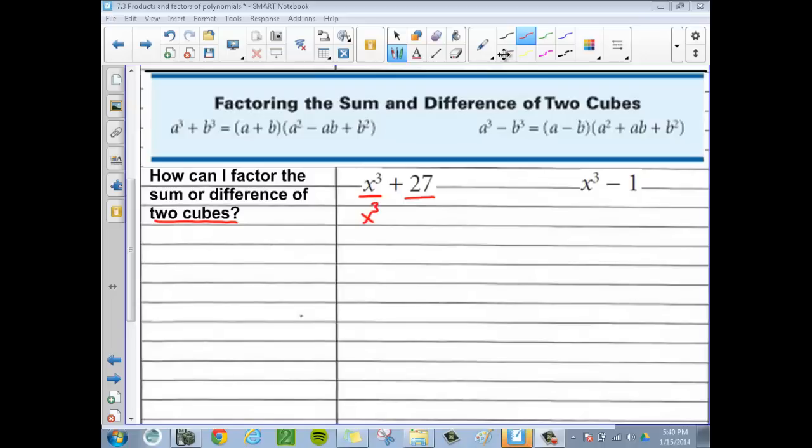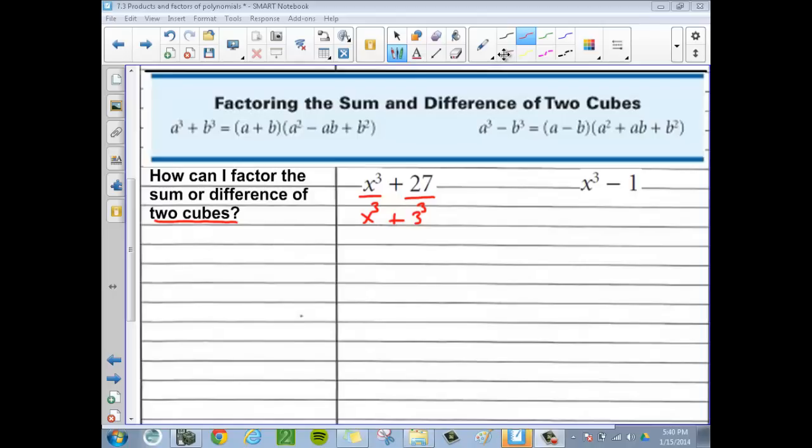But is 27 a perfect cube? Well, can we identify anything that's multiplied by itself 3 times that makes 27? Well, 2 times 2 times 2 is 8, and 3 times 3 is 9, times 3 again is 27. So it looks like 3 is the cube root. 3 to the third is actually equal to 27. So we have a sum of two cubes.